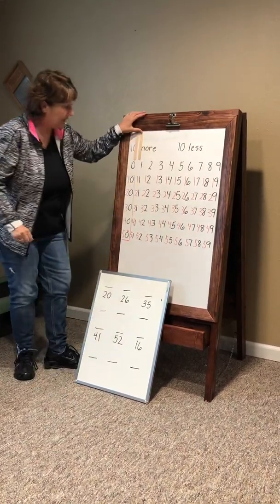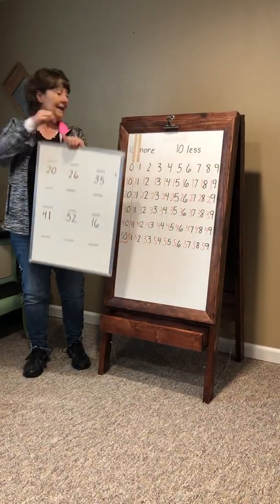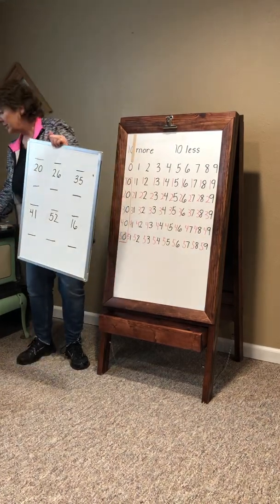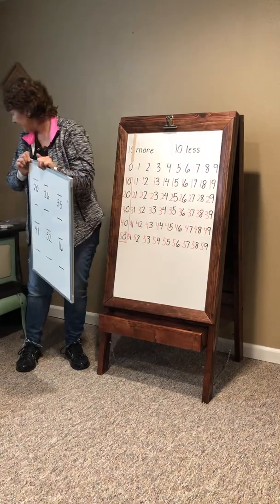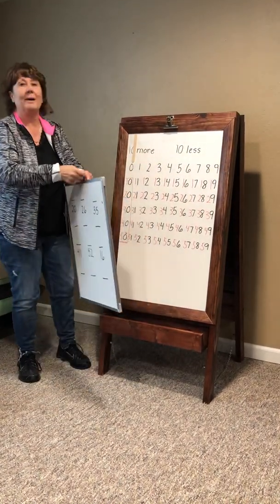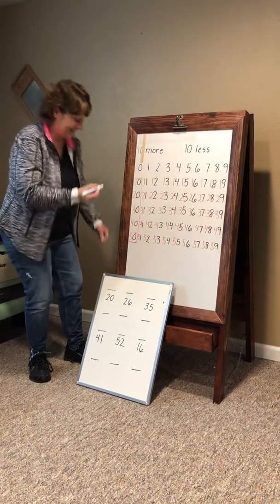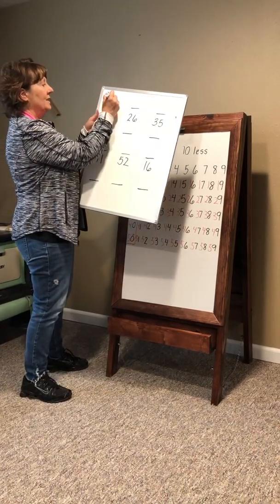All right, if I want 10 less, I have to take one of these away, which leaves me just one group of 10. I need to get a marker, sorry about that. And so on this, we have 10.